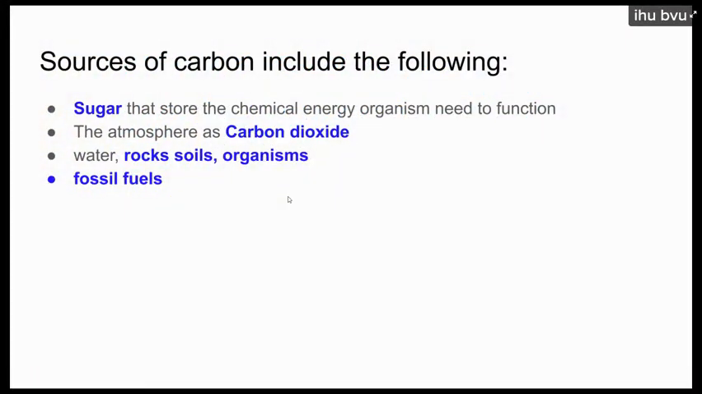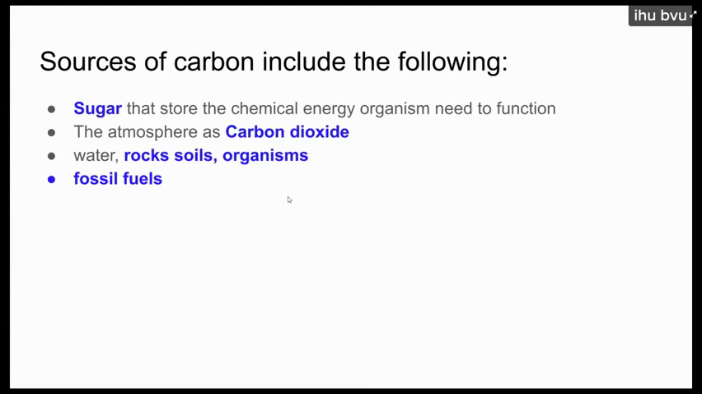All right, so let's look at what are the sources of carbon. We can find carbon all around our planet. Sugar is where carbon is stored. It's the chemical energy needed for us to function. So we actually have carbon in sugar. That's why glucose has the chemical formula of C6H12O6. The C stands for carbon.